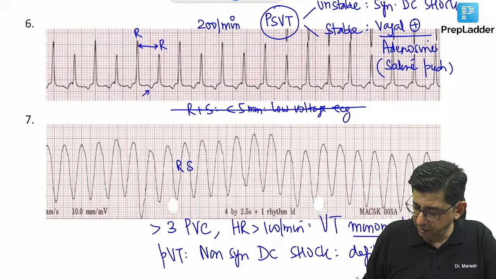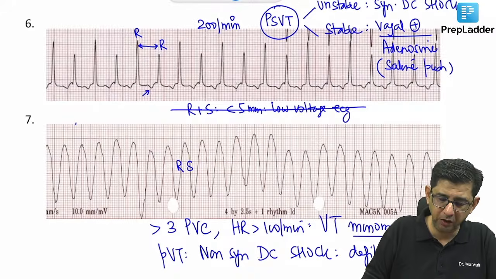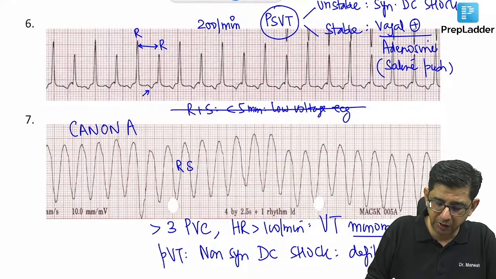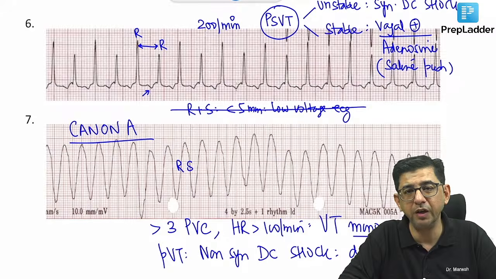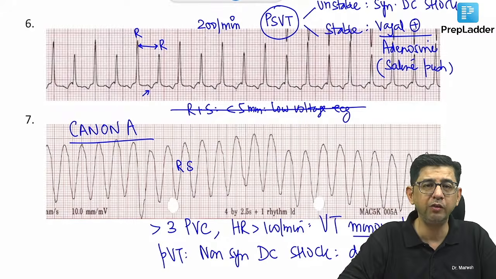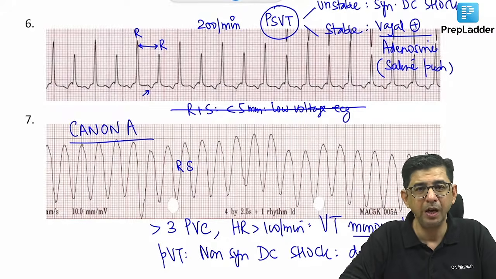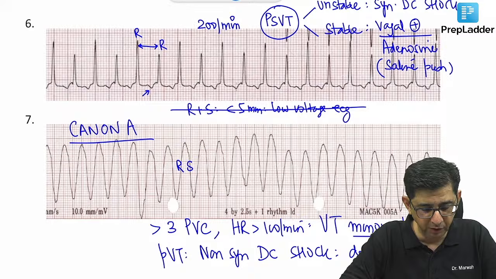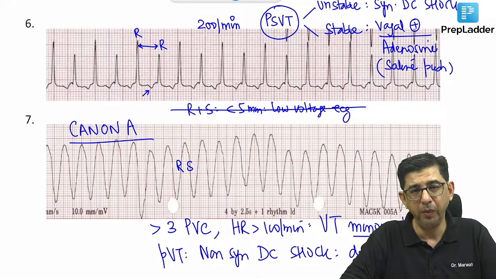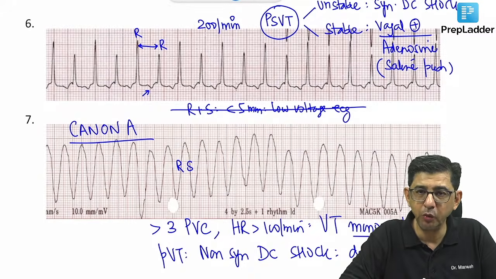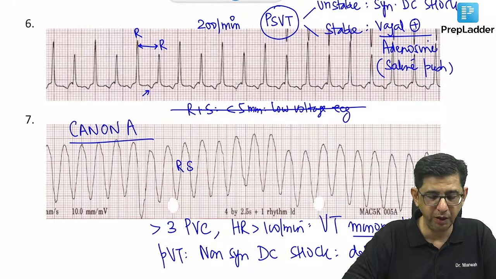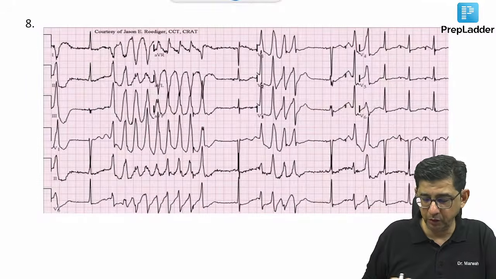Yes, you're right. Here we can have the presence of cannon A waves. A lot of people are able to solve this MCQ even by saying the words cannon A waves, which tells me that there is AV dissociation. In fact, cannon A waves can be present both in point number 6, PSVT, as well as in a ventricular tachycardia. But the core aspect is that the QRS duration in this case would be relatively broad. So let's move on to the 8th one now.